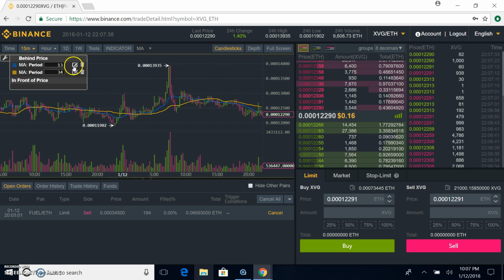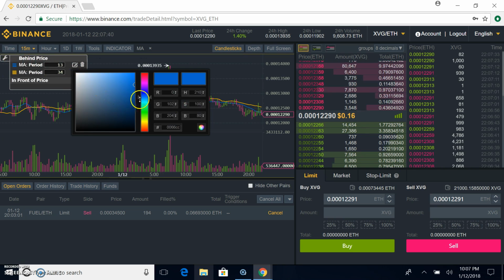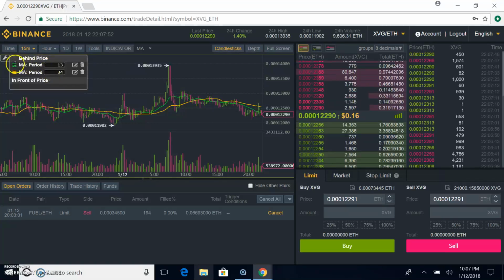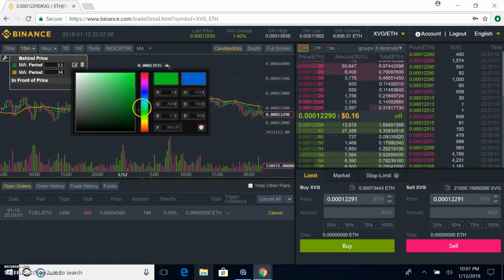Now if you want to be fancy, you can go through and customize your colors. So if I wanted to make this one green, for example, you can scroll this down, click on green, now it's green. I think that's a little confusing because the candlesticks are green, so we're going to keep that at blue.